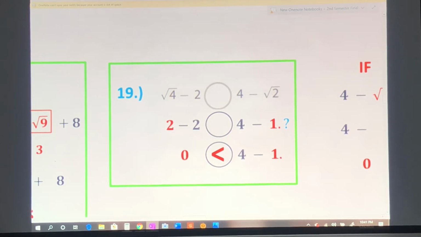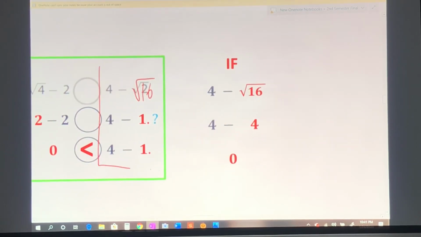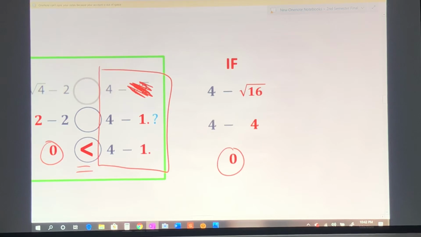Whatever this number is, the only way you would change anything is, watch. Let's say this was the square root of 16 right here. And I wrote it over here. So if this part right here was not 4 minus the square root of 2 but 4 minus the square root of 16, then it would be 0 and you'd have equal. Because 0 equals 0. You see how I'm saying if this right here was the square root of 16.